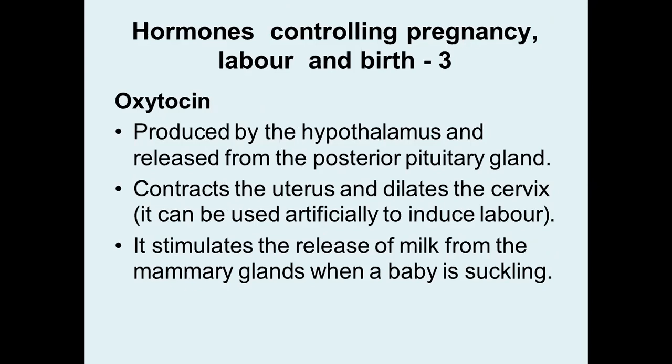Another important hormone is oxytocin, and it is produced by the hypothalamus. It is stored in the posterior lobe of the pituitary gland. If you remember back to the section of work on the endocrine system, you learned that the posterior lobe of the pituitary gland does not produce its own hormones. The hormones that it releases are made in the hypothalamus, and they pass from the hypothalamus to the posterior lobe of the pituitary gland, which then stores those hormones.